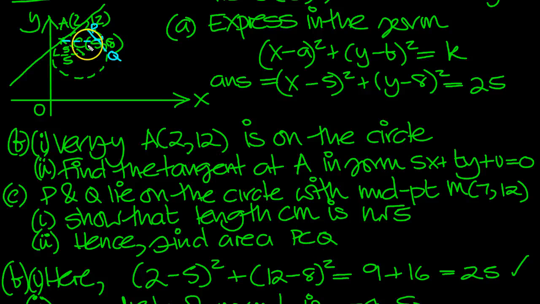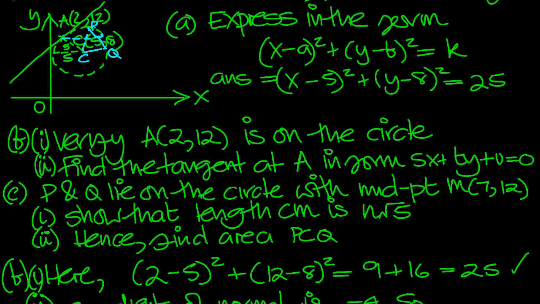And then we need to work out the area PCQ, so we're coming down here. So we would know that length. Find the area PCQ. P, C, C is the centre, Q. So first of all, show the length CM. C to M to the base. That's fine. So C to M is n root 5. So let's do that then.